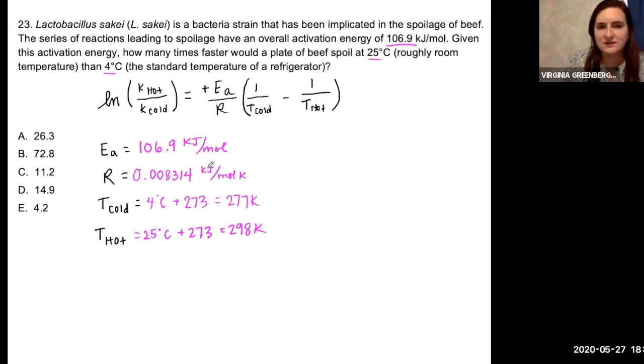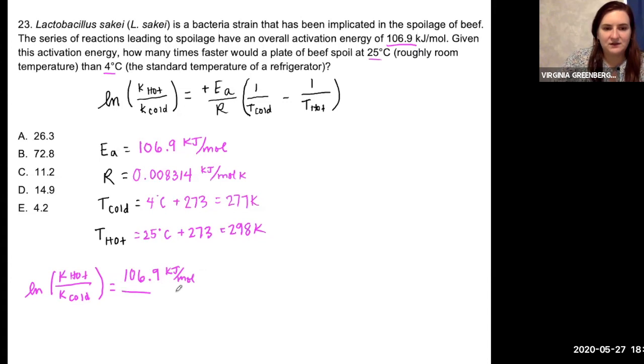And so now it's just going to take a minute to punch everything into that equation. And so here I'm going to have the natural log of K hot over K cold. So I need my activation energy, which is 106.9 kilojoules per mole divided by R.